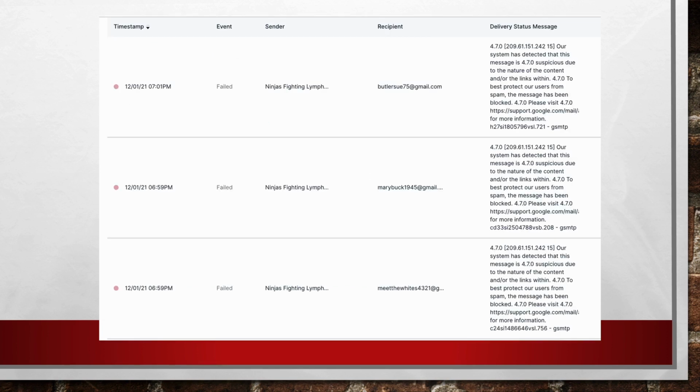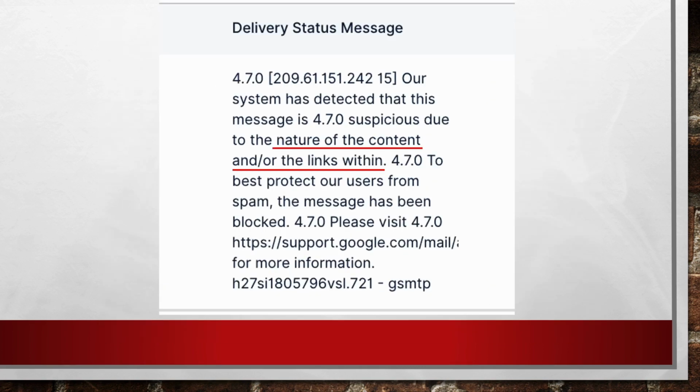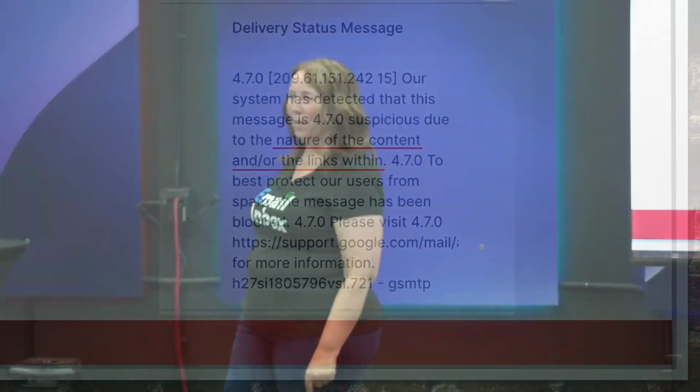So I look in the logs and I'm like, what is going on here? And it says the system has detected, and I'll just show you the big one, the system has detected that this message is 4.7.0 suspicious due to the nature of the content and or the links within. That was a Bitly link. Why she was sending Bitly, I don't know. It was someone else's link that she was promoting. She put it in her email. I'm like, stop. We can't do that anymore.